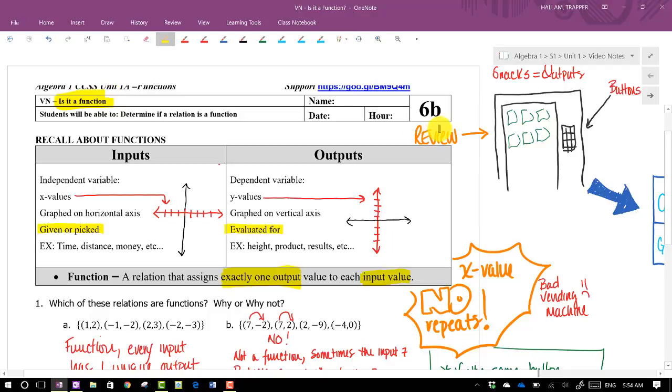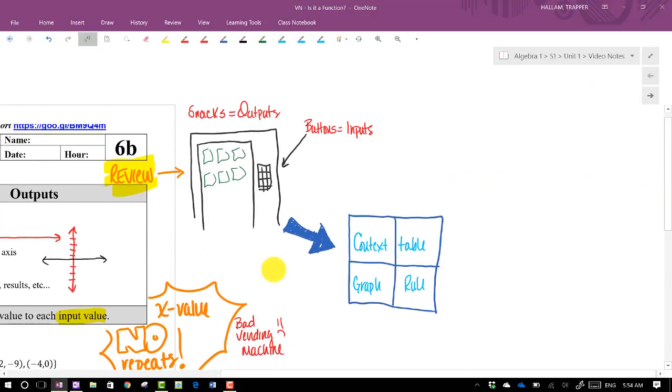So let's review from the last video so we have a concept of what we're trying to decide is a function or not. What we learned in the last video was that a function should be a vending machine, meaning that our buttons should be inputs in terms of an actual function. Inputs meaning, we'll learn a little more about it, x values. And then our snacks, what was in the vending machine, are going to be our outputs, which again we'll reaffirm today are y values.